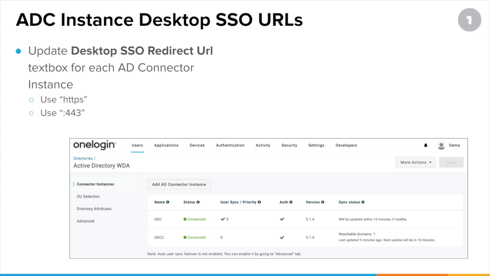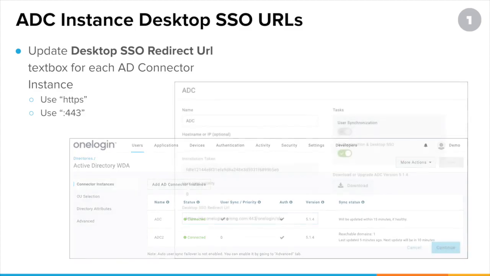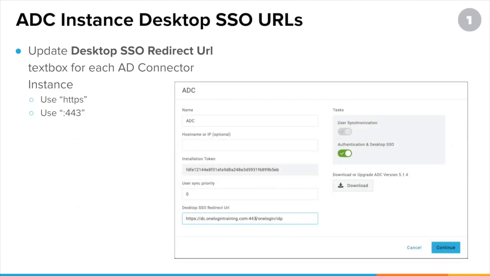So go back to OneLogin admin UI, users menu, directories, choose the Active Directory connector you're going through, and then click on each one of those instances. So ADC and ADC2 in this case. And for each one, make sure that that desktop SSO redirect URL that you see down there towards the bottom has HTTPS at the beginning, and the port after the internal fully qualified domain name is 443 and not 8080.